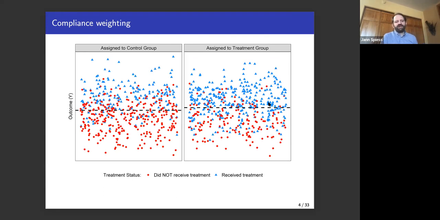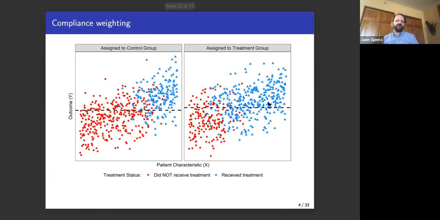Now assume instead we have some additional covariate available, according to which we can predict outcomes, but we can also predict likely take up. And let's assume on the x-axis we have some patient characteristic in this example. And we see that the probability of taking up treatment actually changes with that patient characteristic. So in this case, for example, it would be the case that the people on the left will never take up treatment, no matter whether they are assigned to the instrument condition or not.